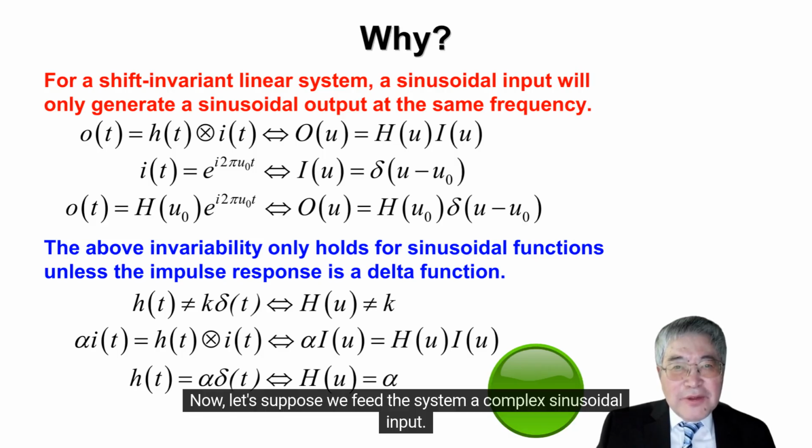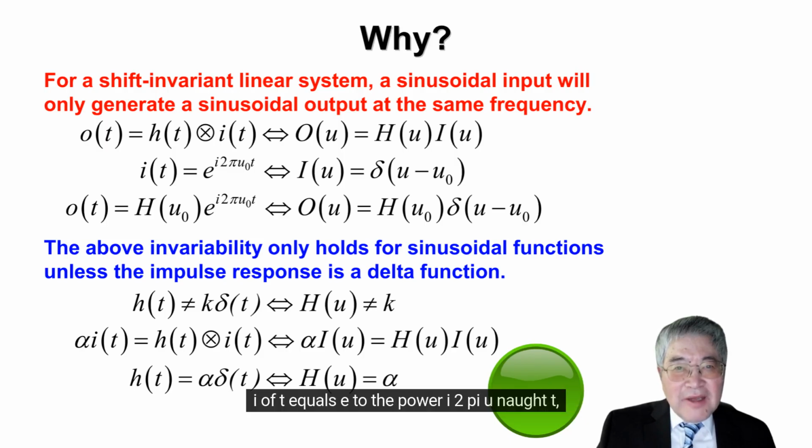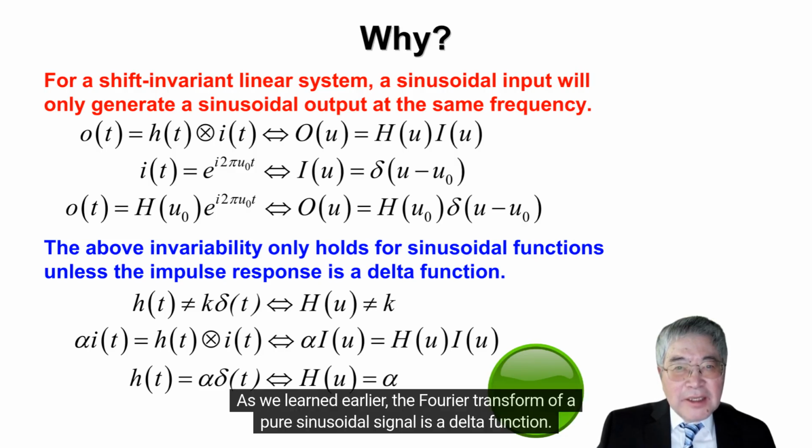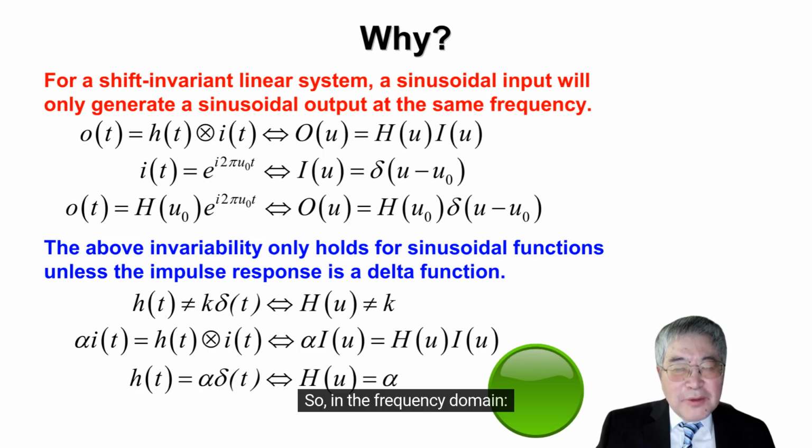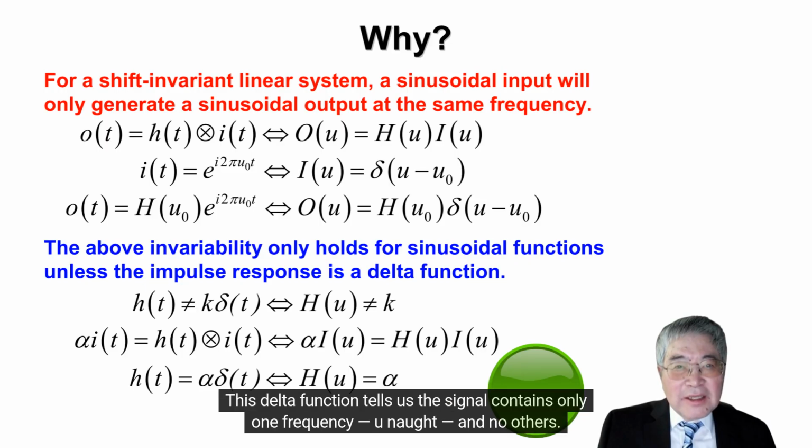Now, let's suppose we feed the system a complex sinusoidal input. That is, I(t) = e^(i2πu₀t), where u₀ is the frequency of the sinusoid. As we learned earlier, the Fourier transform of a pure sinusoidal signal is a delta function. So in the frequency domain, capital I(u) = δ(u − u₀). This delta function tells us the signal contains only one frequency, u₀, and no others.